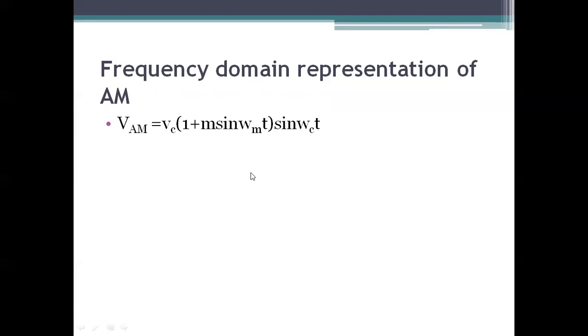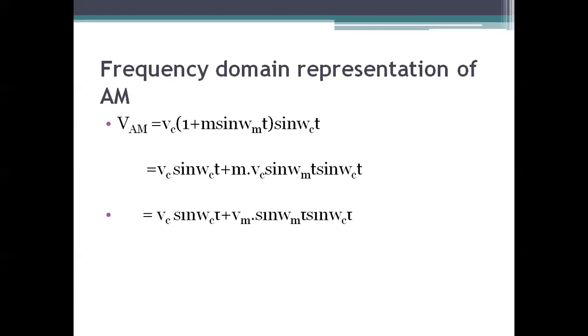Now we just do a little bit of modification of this equation. First we open up the bracket. So Vc into 1 into sin omega ct is the first term. Vc into m sin omega mt into sin omega ct turns out to be the second term. Now this m into Vc is nothing but Vm, by the basic definition of modulation index, that is m is equal to Vm by Vc. So this mVc is replaced by Vm.